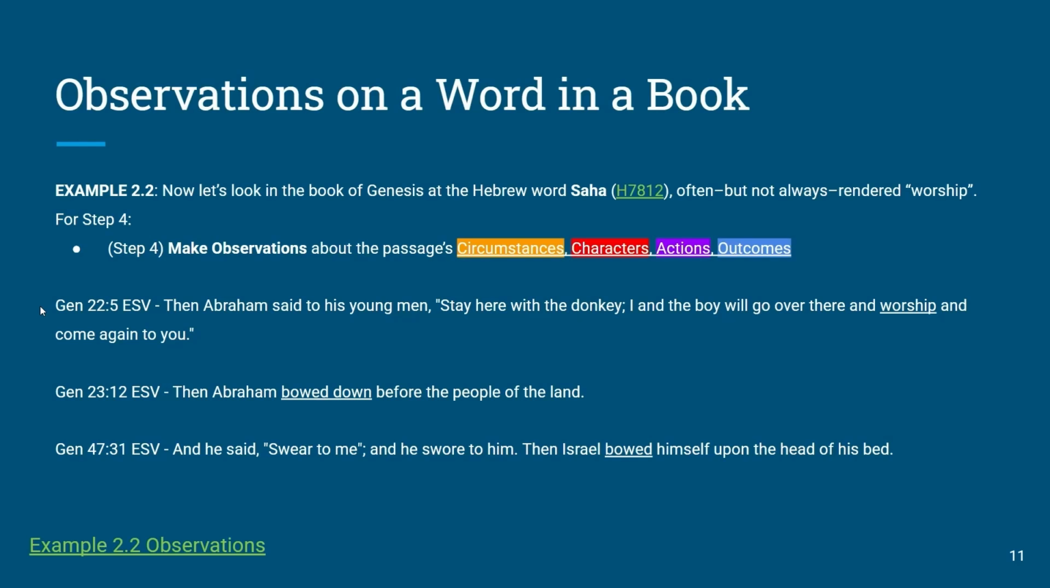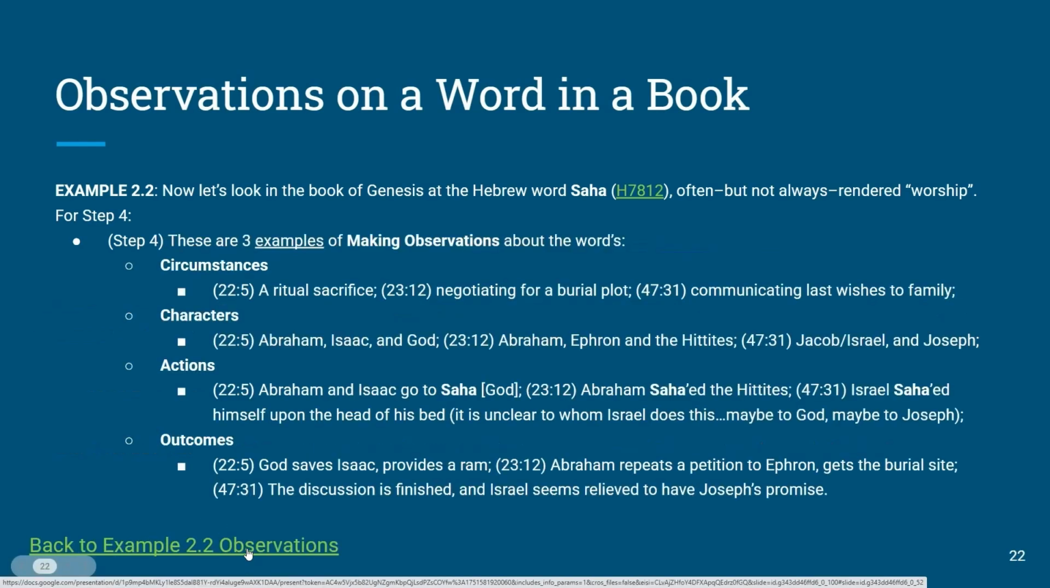Take a moment and think of what circumstances, characters, actions and outcomes jump out to you in each of these passages. Okay, let's look at some example observations. And just to beat this point home one more time, these are example observations. These are meant to be examples for you to look at and learn from.